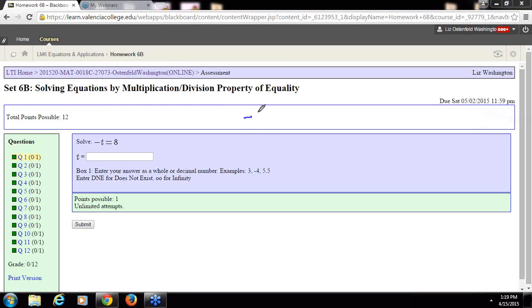So this problem is dealing with the properties of multiplication and division as far as solving equations goes. Just like with addition and subtraction, we always did the opposite. We're going to do the same thing here.